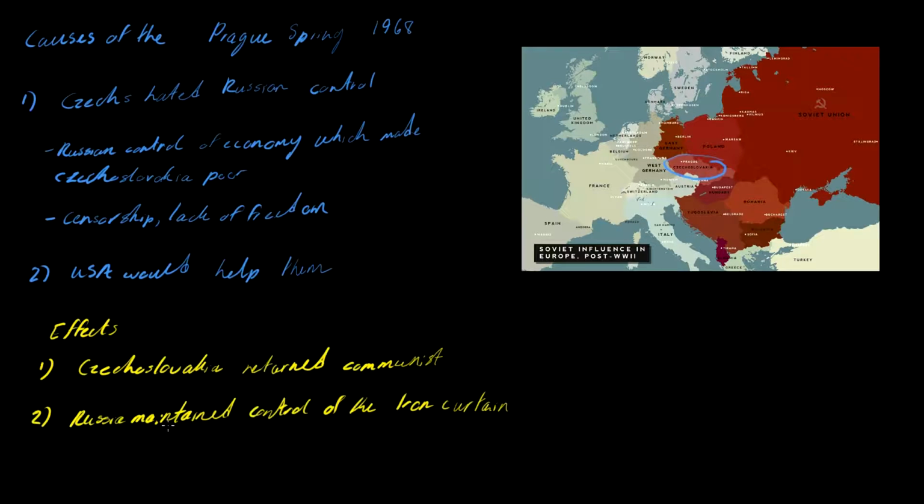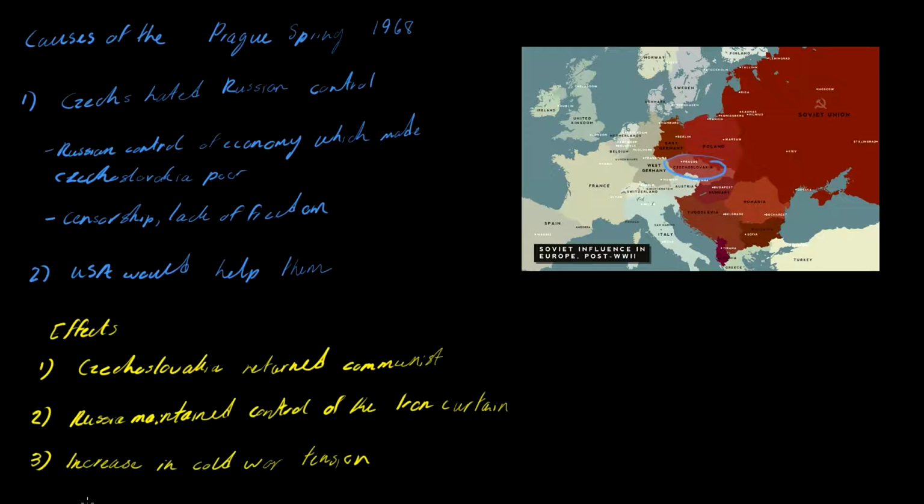Another effect is that Russia maintained its control of the Iron Curtain. So it stayed in control behind the Iron Curtain here. It kept all of its countries inside the Iron Curtain. And the Brezhnev Doctrine stated that the Iron Curtain countries would not be allowed to abandon communism, even if it meant a third world war.